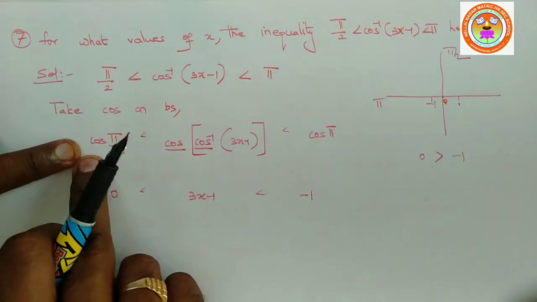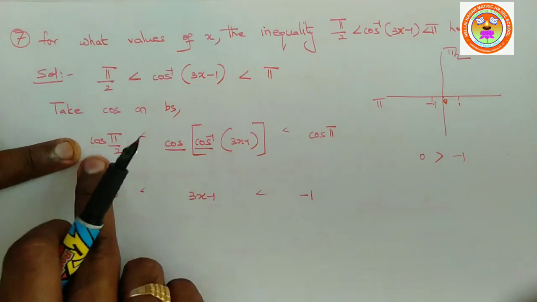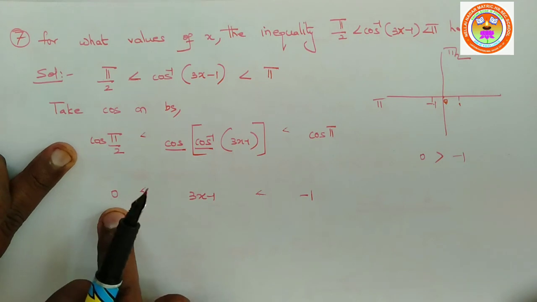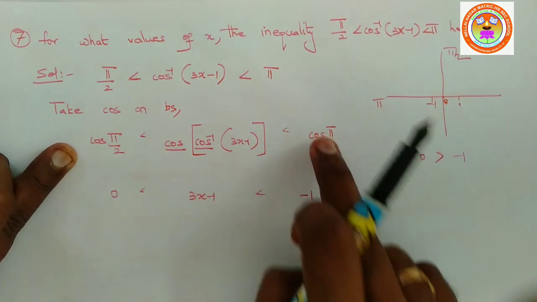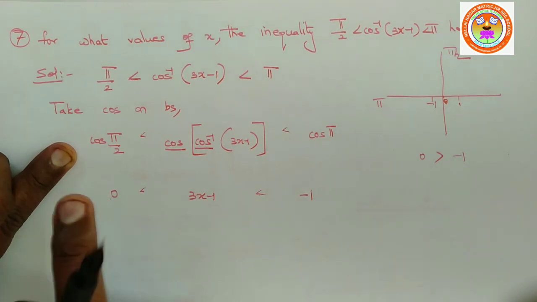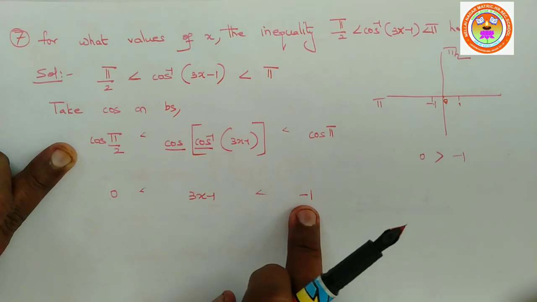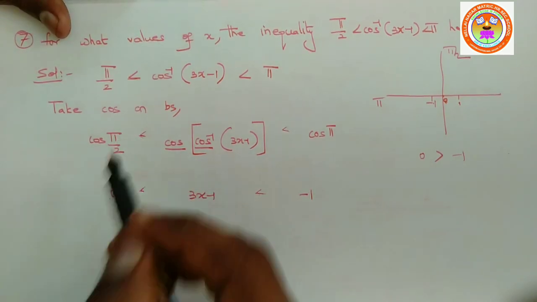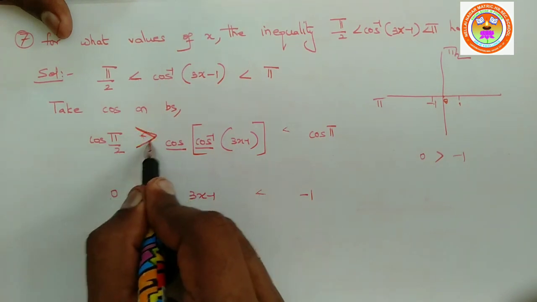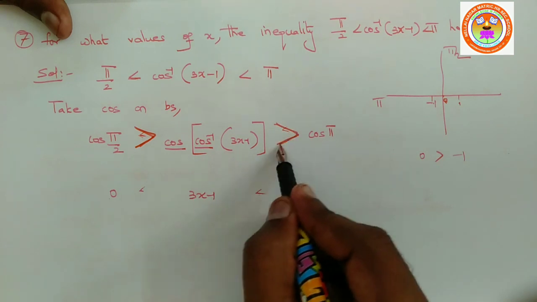After taking the cos, the problem rises. What is the problem? Cos pi by 2 answer is 0, cos pi answer is minus 1. Now minus 1 is smaller when compared to 0, and 0 is bigger when compared to minus 1. So if I put this inequality, the sum is going to be totally wrong. So after taking the cos, we need to change the inequality. This is the main thing.